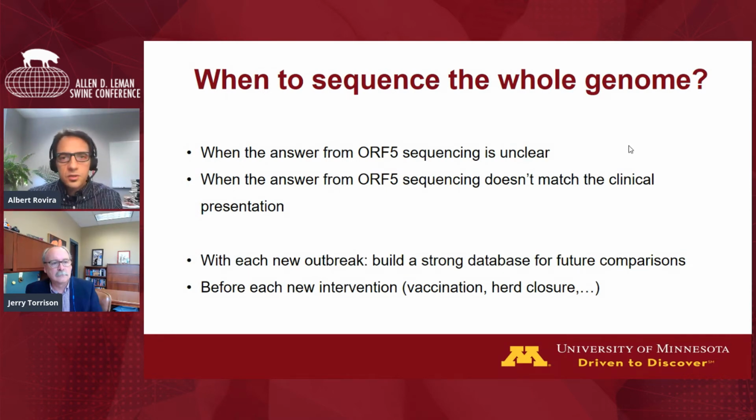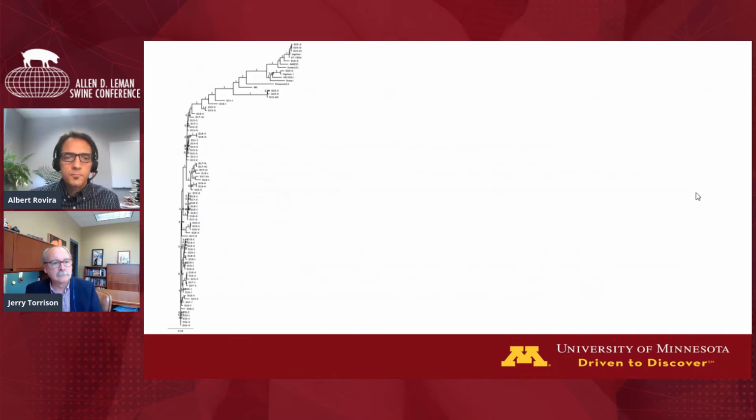If you start a new intervention, sequence your virus before, because then if you have another outbreak later on, you will want to know why, if it's the same virus or not, if your intervention was correct and you just happen to get another virus, or if there was a problem with your intervention. So I would add those recommendations for whole genome sequencing.